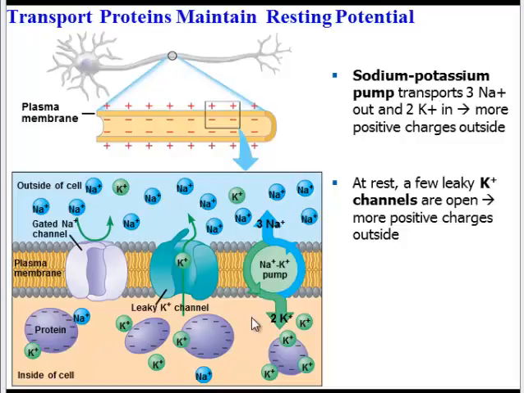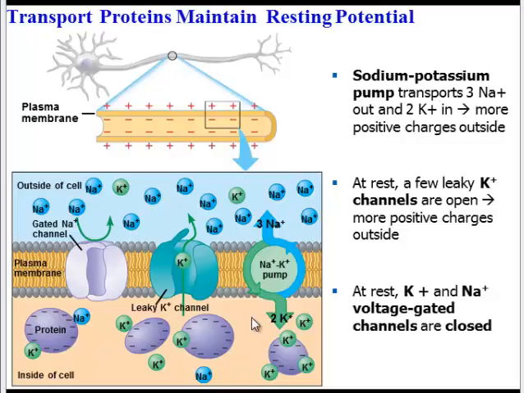There are some other proteins in the membrane though, and these are known as voltage-gated channels. These are not leaky. Sometimes they're closed and sometimes they're open. And what determines whether they're open or closed is voltage. So at a certain voltage, the gate to these channels will be closed. And at a different voltage, the gate to these channels might open. But at rest, the voltage-gated potassium and sodium ion channels are closed.